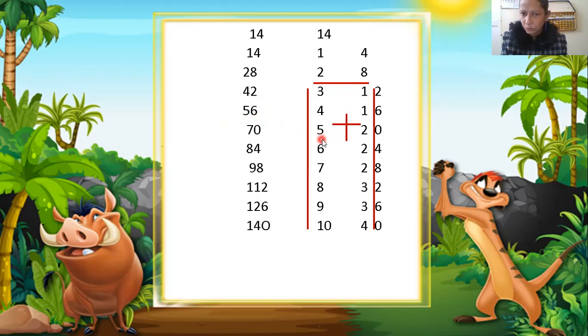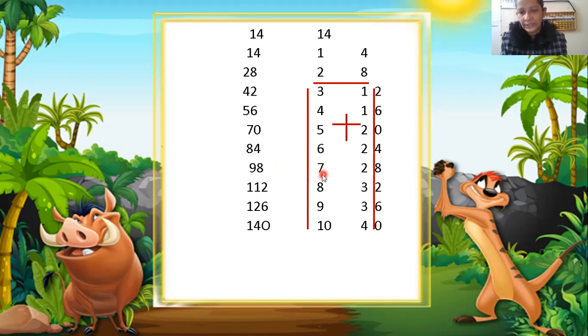Next you see this is 5 plus 2. 5 plus 2 is 7, so I have written here 7, and 0 is this, so I have written 0 as it is. Now next you see 6 plus 2. 6 plus 2 is 8, so 8 I have written here, and along with 8 this is 4, so 4 I have written here as it is.